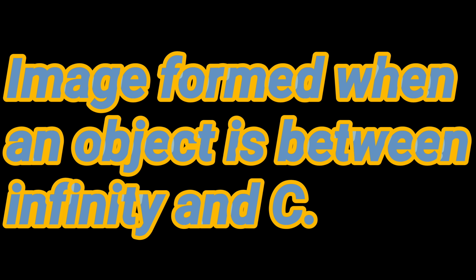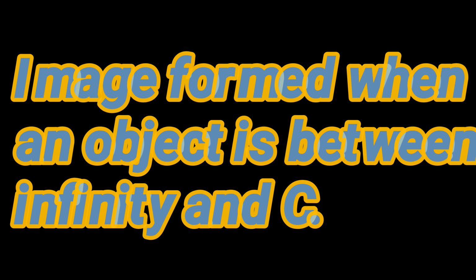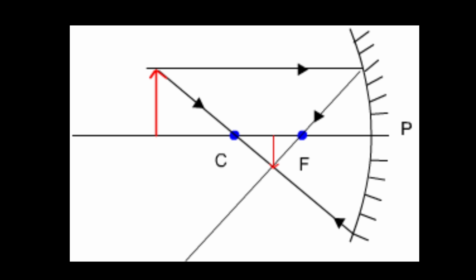Image formed when an object is between infinity and C. In the image, it can be observed that when the object is kept between infinity and C or at beyond C, the first ray passes parallel to the principal axis and reflects back at the focus, and the second ray passes through the center of curvature. These both rays intersect at the place between center of curvature and focus. The position of image is between center of curvature and focus. The image is real and inverted and is small in size, or we can say it is diminished.